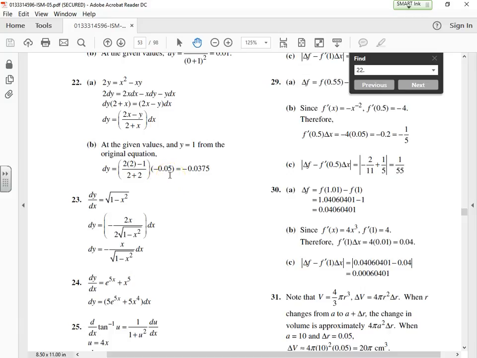5 over 100 would be 1 over 20. So you would have 3 over 4 times negative 1 over 20. So I plugged in at 1. So it'd be 3 over 80. Why?